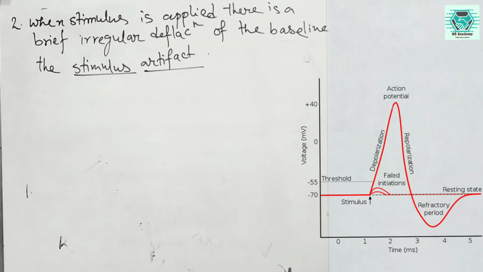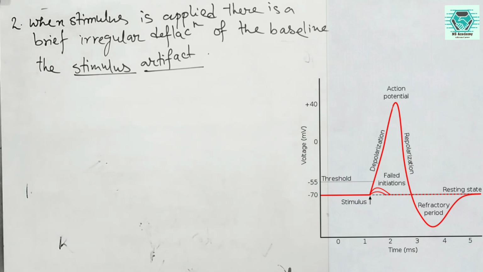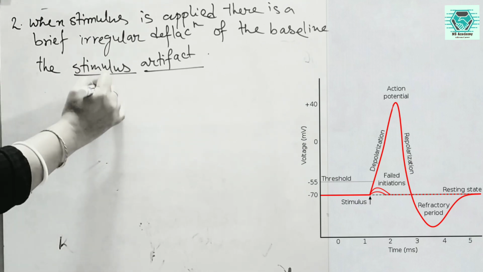So in the next phase, when we apply the stimulus, or when the cell is stimulated, there is a brief irregular deflection of the baseline. When I show you the diagram, you can easily understand that this is the stimulus artifact. Okay, and this is due to the current leakage from the stimulating electrode to the recording electrode, and it marks the point of stimulus. The stimulus artifact is followed by an isopotential interval or latent period.